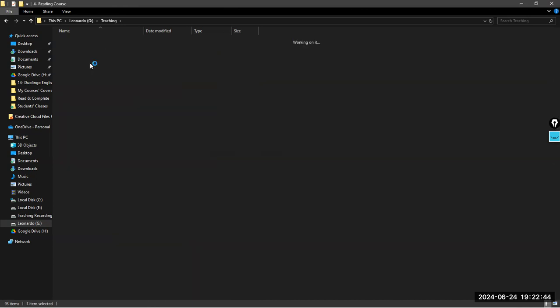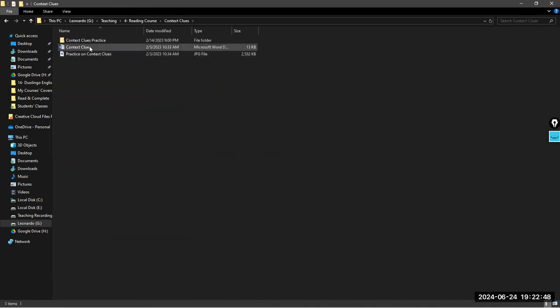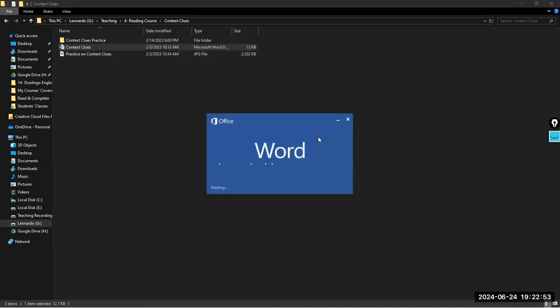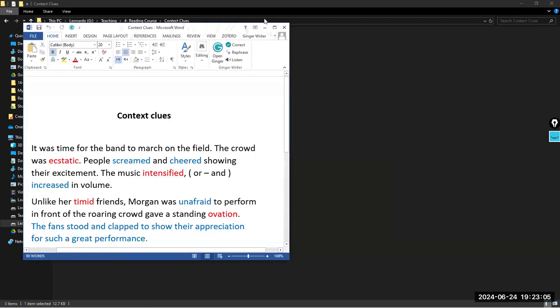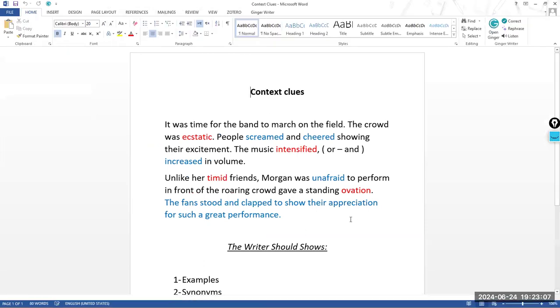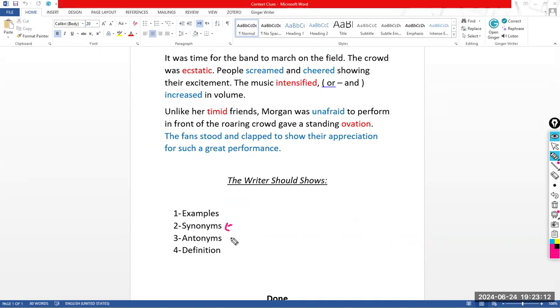What do I mean by context clues? I need to tell you something, Malak, before explaining the context clues. Any professional writer who wants to write something has to consider four things. Number one, he has to consider the examples. He has to consider the synonyms. He has to consider, or she has, if the writer is a girl, antonyms and definitions.